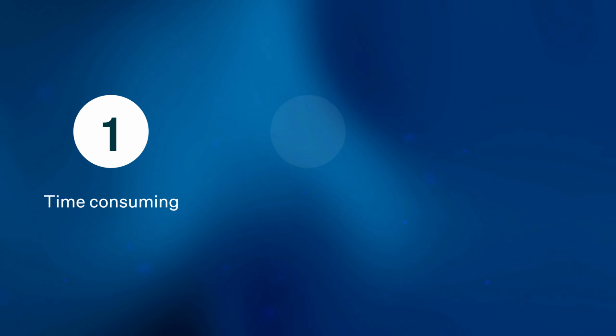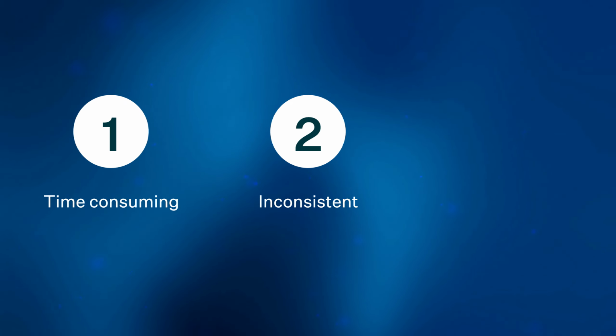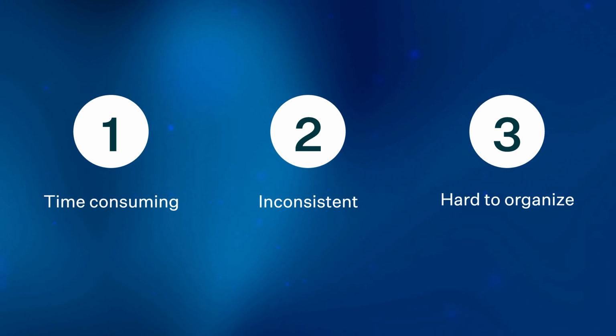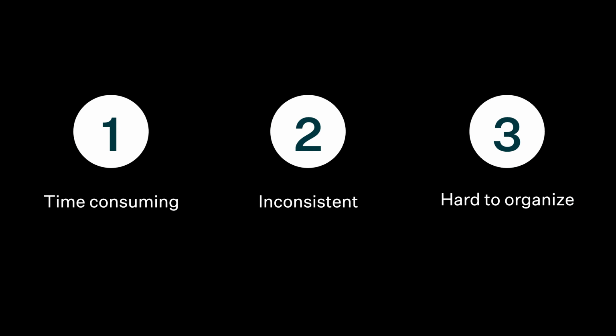1, it's time consuming. You're manually visiting dozens of pages per competitor. 2, it's inconsistent. You might go deep on one competitor and barely scratch the surface on another. 3, it's hard to organize. You end up with information scattered across notes, screenshots, and your own memory. AI doesn't solve all of these problems, but it does something important. It gives you a consistent framework and does the initial research legwork so you can focus on the analysis and strategy.